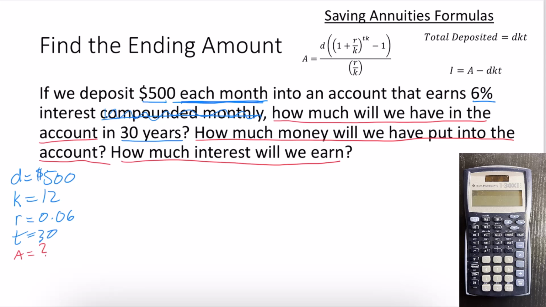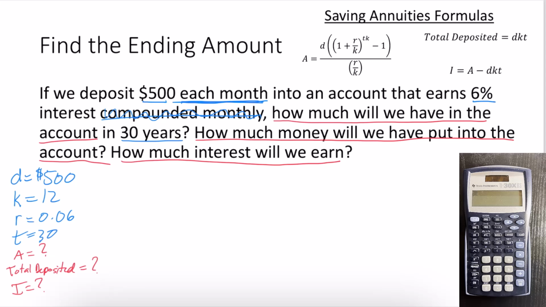Then how much money will we have put into the account? That's the total deposited. And this is different than A because the money that we put into the account is just like what we paid out of pocket. And the amount that we have in the account at the end of the 30 years is the amount we paid out of pocket, but also the interest as well. So what this is asking for is the total deposited, which we'll use one of the other formulas for. And then the interest is obviously just asking for the interest.